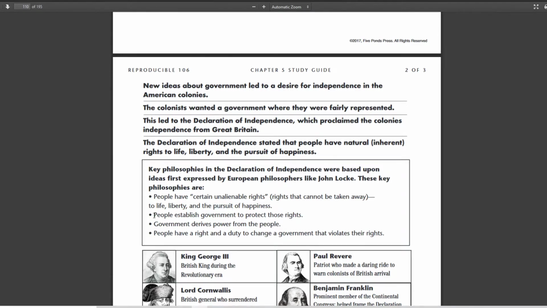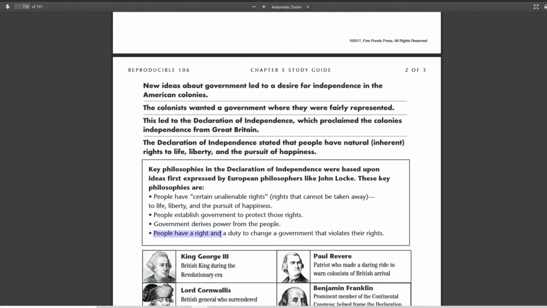And then people establish a government to protect these rights: life, liberty, and the pursuit of happiness. The government is there to protect those rights. That's its purpose. And whatever power the government gets comes from the people. Government derives power from the people. It means they get power from the people.